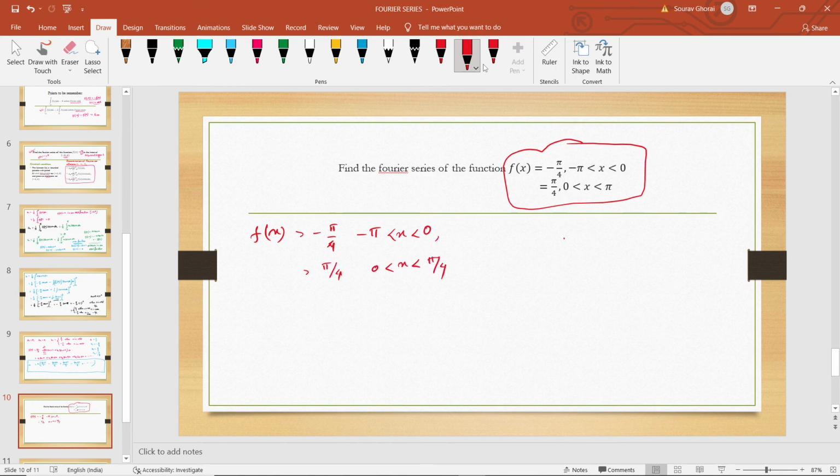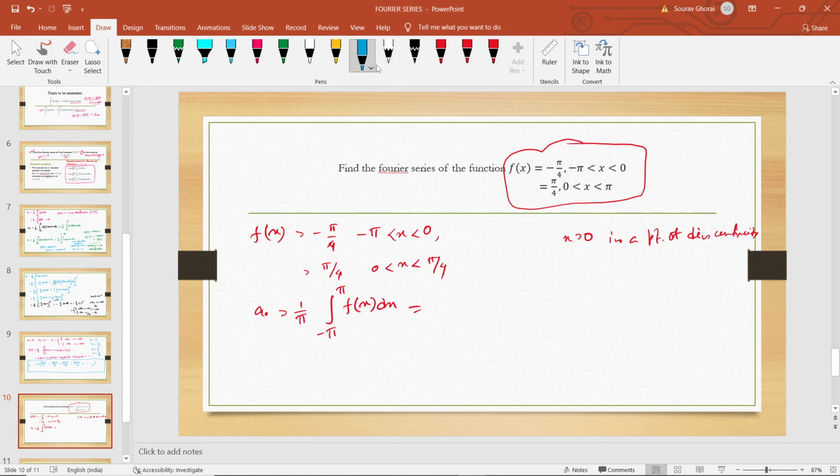Here x is equal to 0 is a point of discontinuity. Except at x is equal to 0, the function is a constant function, and you know that a constant function is always continuous. So here we can use the Fourier series. So how can you find the Fourier coefficients? a0 is equal to 1 by pi, integral from minus pi to pi of f of x dx.